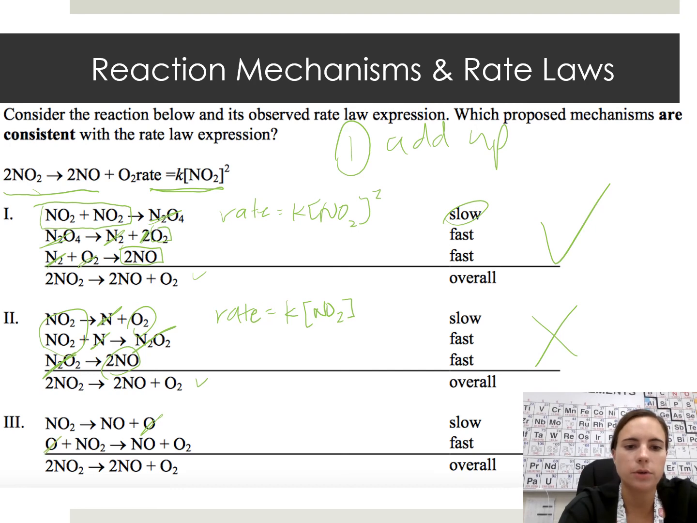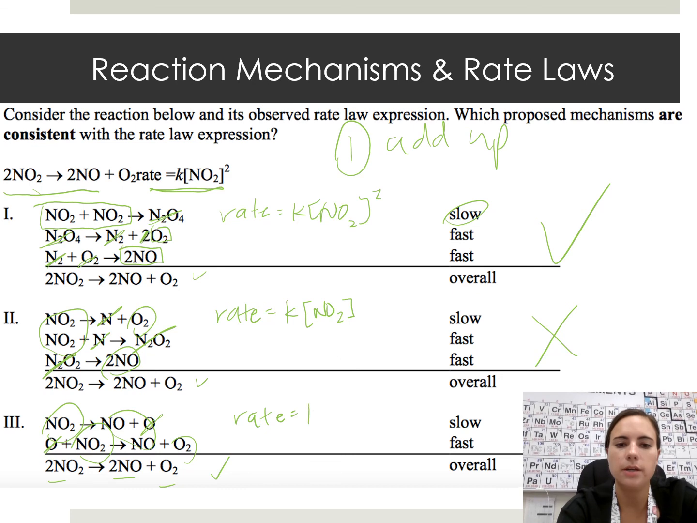Finally, for the last one, cancel out my terms. I'm left with 2 nitrogen dioxides, 2 nitrogen monoxides, and an oxygen. So this does add up to the overall reaction. But when I write my rate law based on the slow step, all of these were easy because it was the first step. That doesn't match, so this is not a viable mechanism.